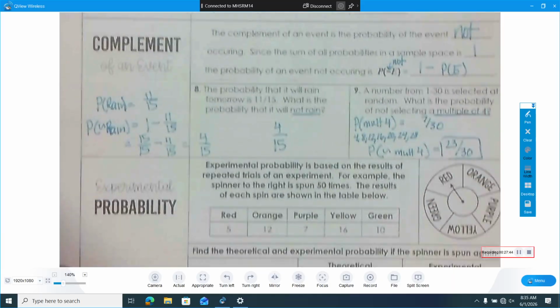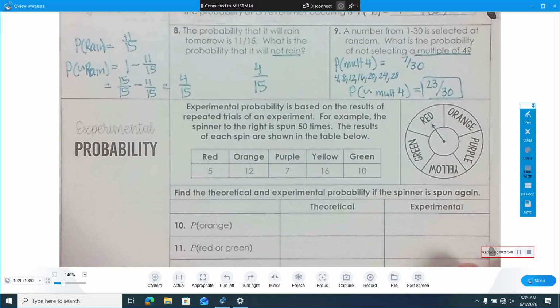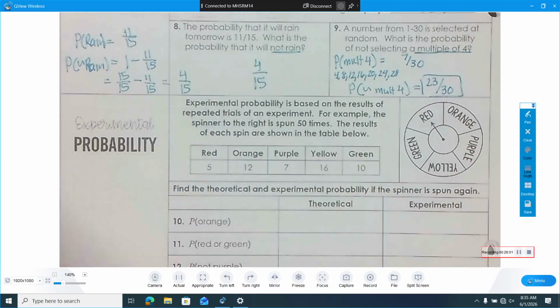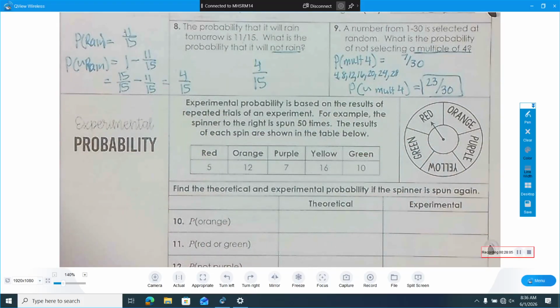All right, let's go to experimental really fast and we're done. Everything we've been doing is just theoretical probability. What we want out of the total possibilities. That's theoretical probability. What do we want out of what's possible? That's it. But experimental probability is based on the results of an actual experiment. So what did you do?